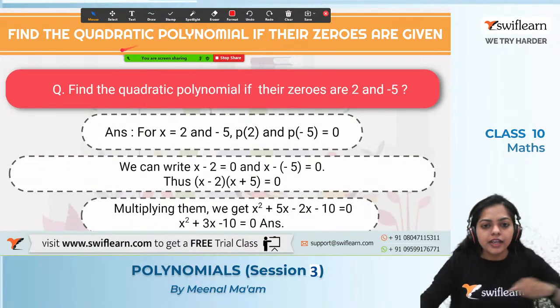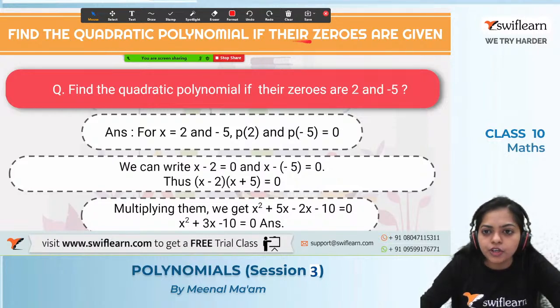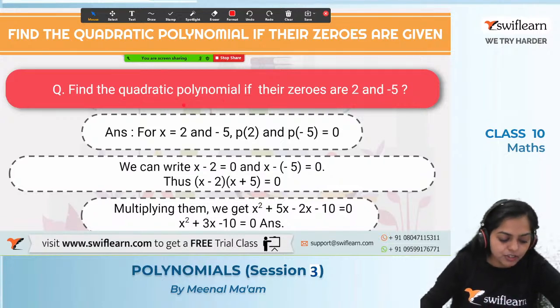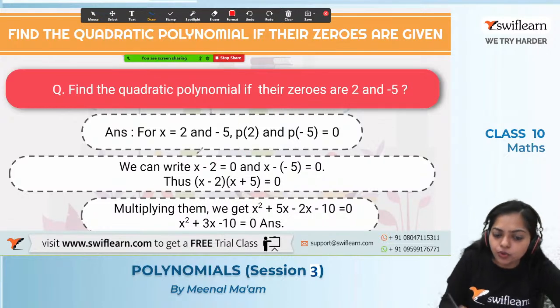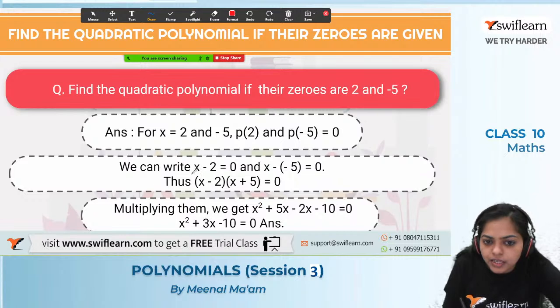In this slide we have to find the quadratic polynomial if its zeros are given. How are we going to find it? If the given zeros are 2 and minus 5, then p(2) and p(minus 5) will be equal to 0. If 2 is a zero, we can say x minus 2 equals 0, and if minus 5 is a zero, then x minus minus 5 equals 0.